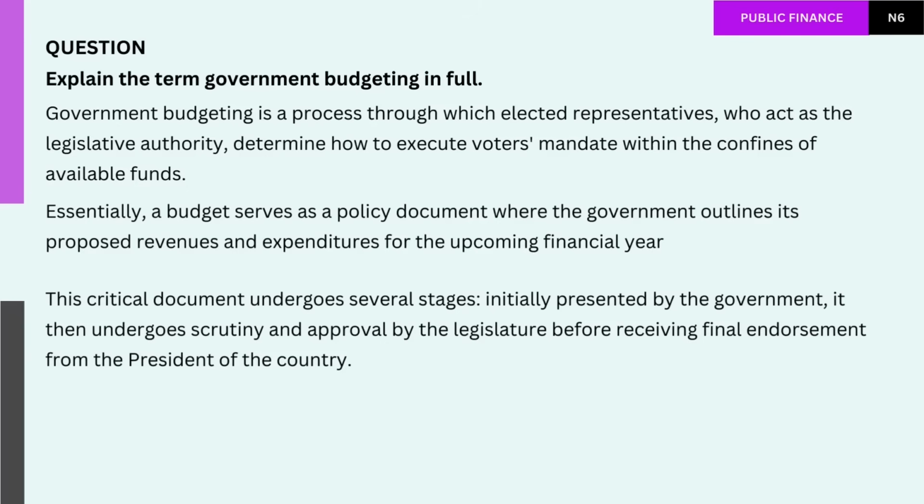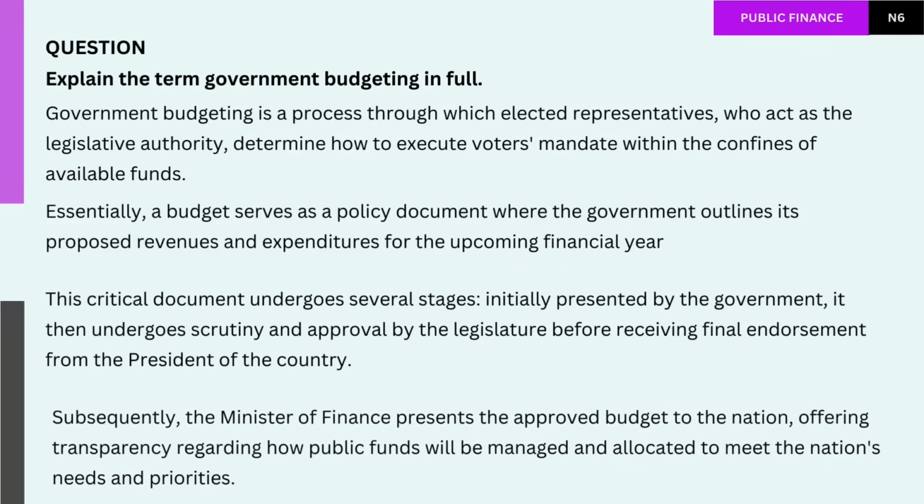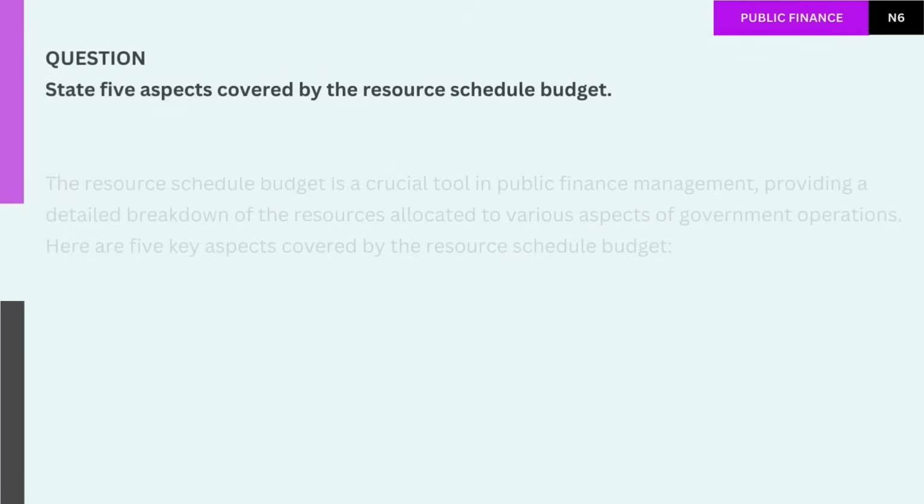Initially presented by the government, it then undergoes scrutiny and approval by the legislature before receiving final endorsement from the President of the country. Subsequently, the Minister of Finance presents the approved budget to the nation, offering transparency regarding how public funds will be managed and allocated to meet the nation's needs and priorities.